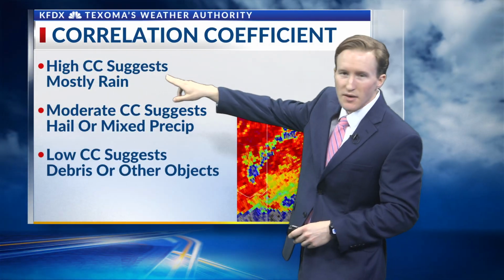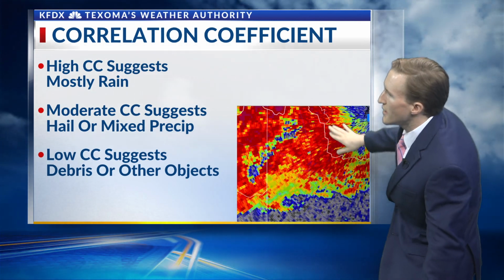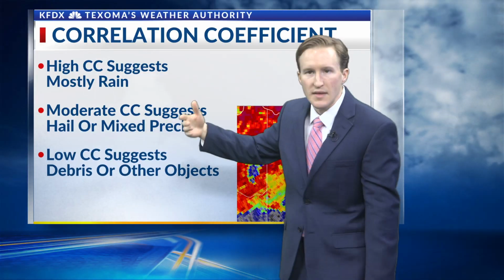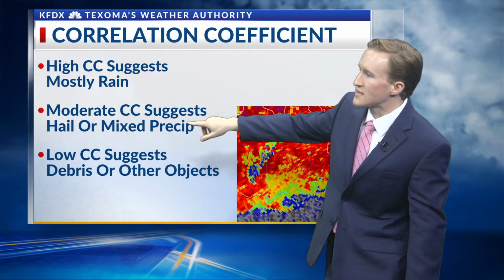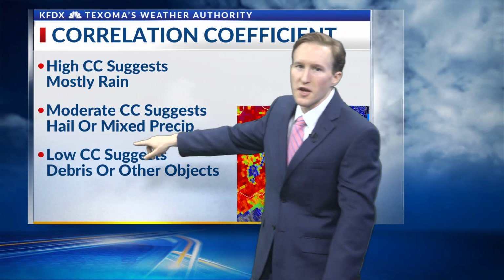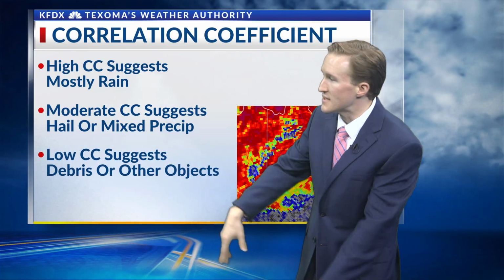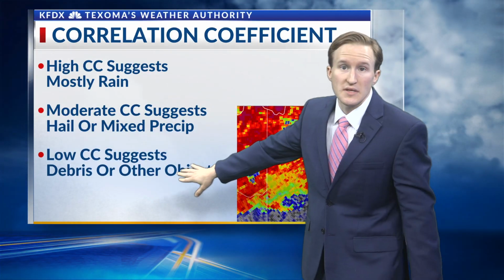And that high CC, once again, whenever we're seeing a pretty good correlation, all this area in red, that's going to be generally rain. As you see the moderate CC, and that's going to be some of these areas now we're now seeing in the green colors. That's a lot of times mixed precipitation, or with severe weather, we're seeing some more hail in the thunderstorm. And in the low CC, saying these objects aren't similar at all, that's generally when we start to see debris or other objects.